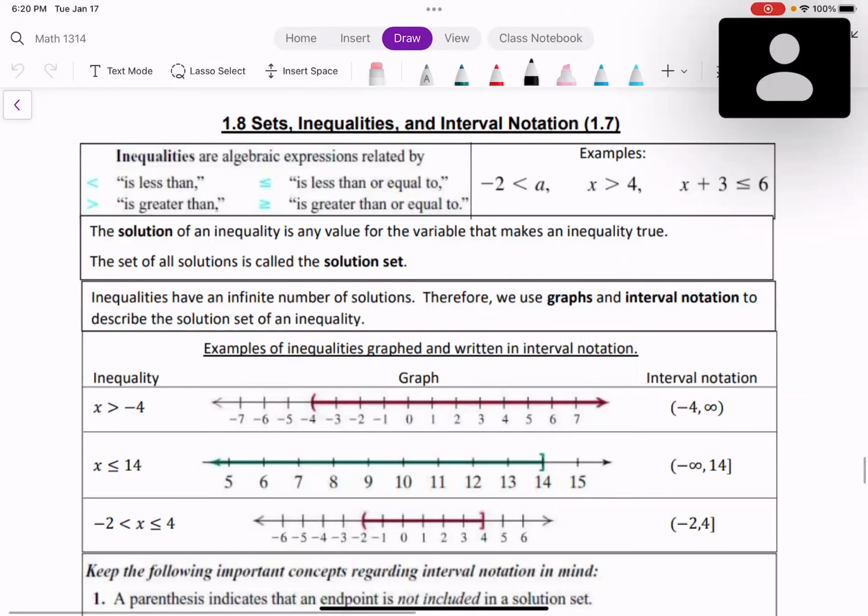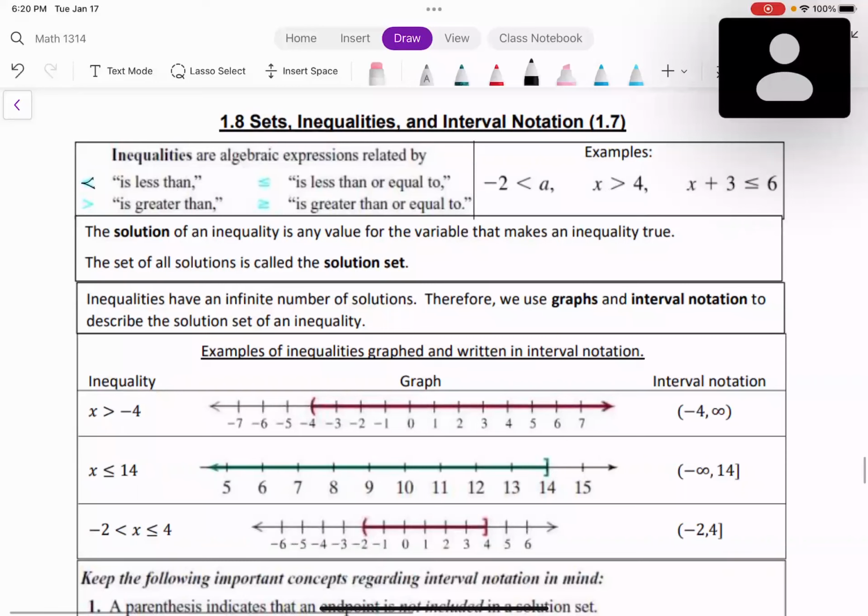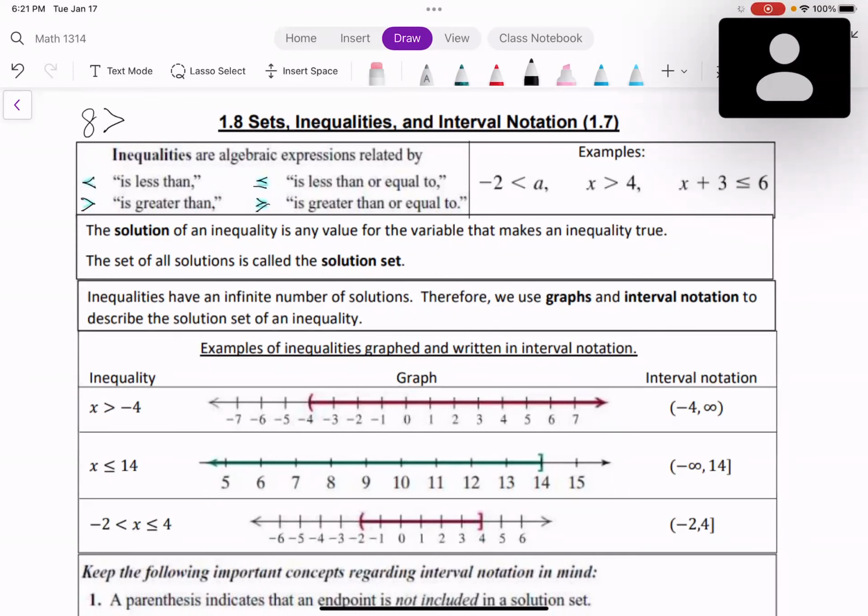If I have this symbol, we call it less than. If we have this one, it is greater than. This symbol is less than or equal to. If the symbol is like this, it is greater than or equal to. Remember that it's open to a big number, for example, 8, and pointed to a small number, for example, 2. So 8 is greater than 2.